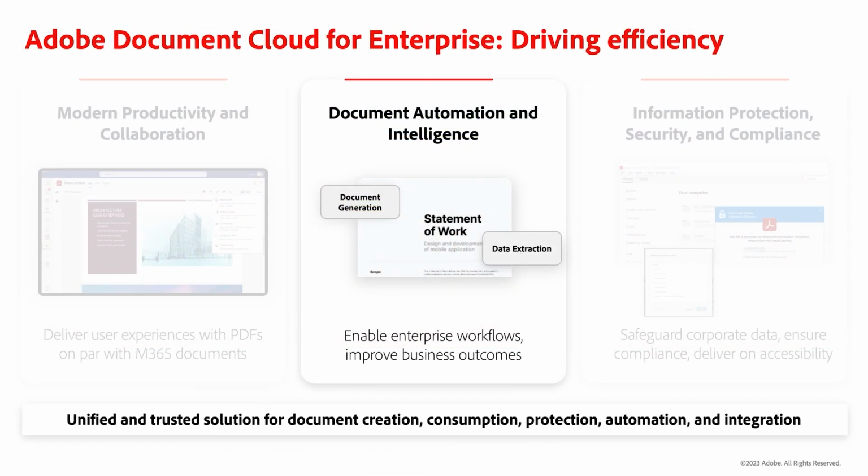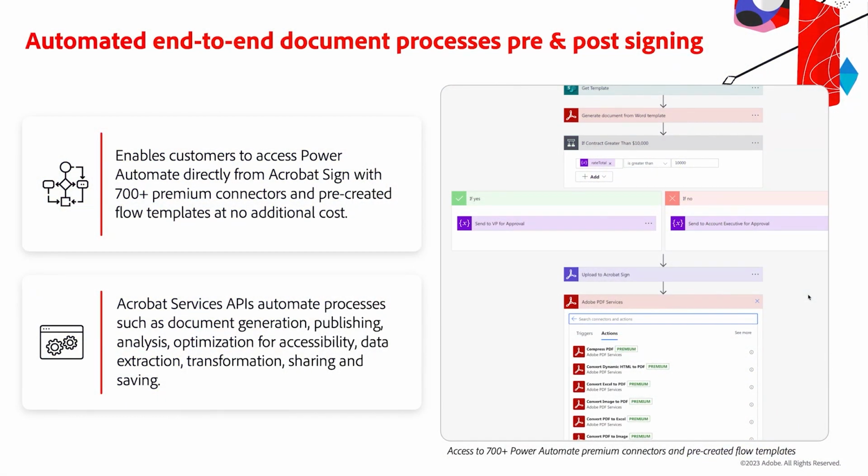Now let's move on to document automation. Microsoft Power Automate is a powerful way to create automated low-code business workflows. So what we have done is we've embedded Power Automate directly into Adobe Acrobat Sign. This allows us to help manage pre-signature workflows like document generation, as well as dynamic routing, and store the documents in the right place after it's been signed and approved. It also gives our users access to over 700 plus connectors within Power Automate, as well as premium connectors.